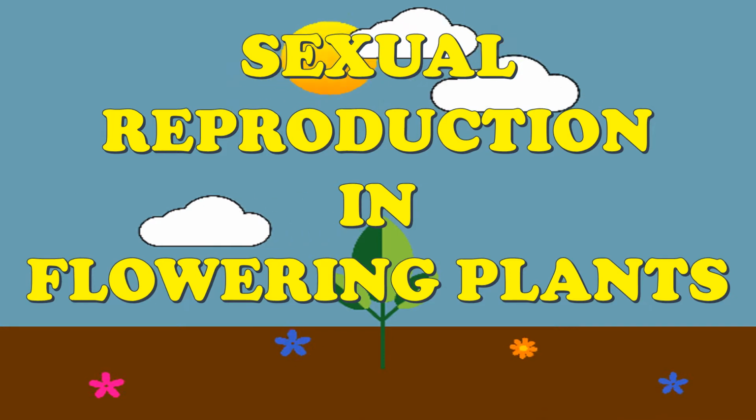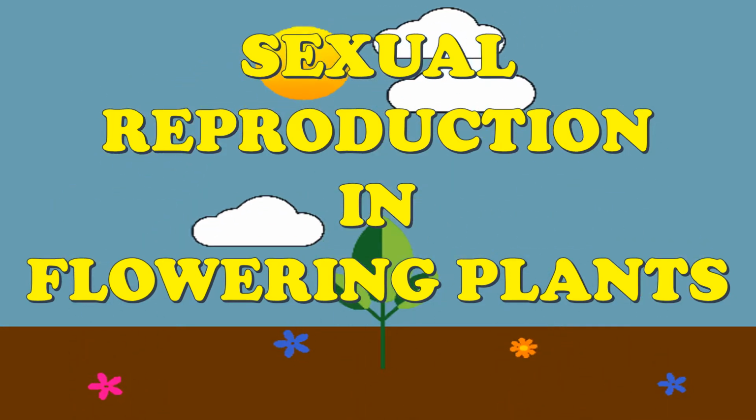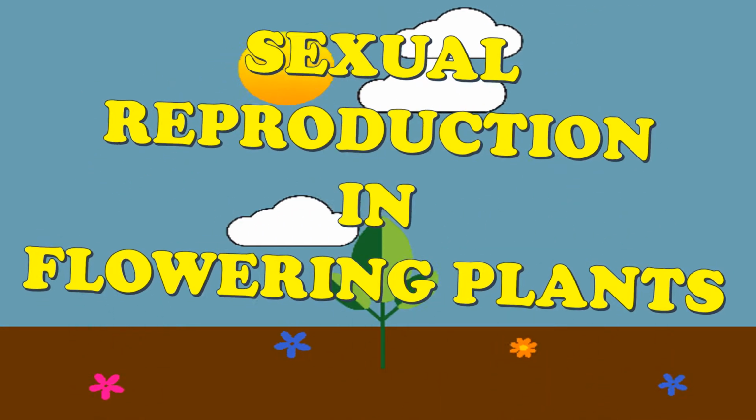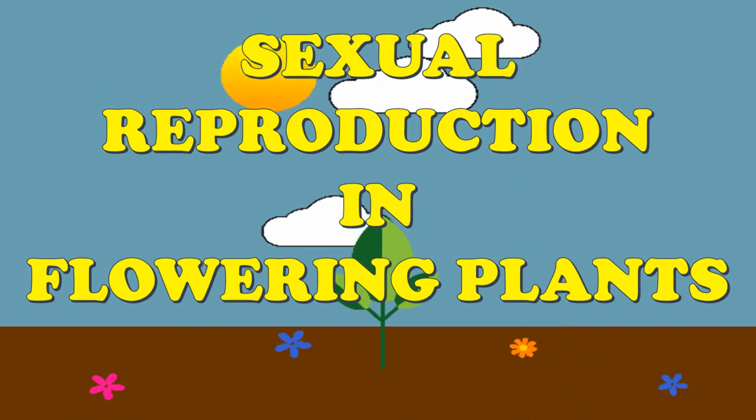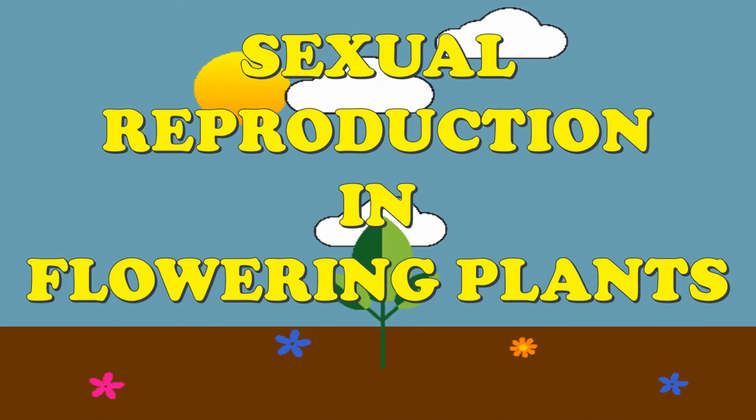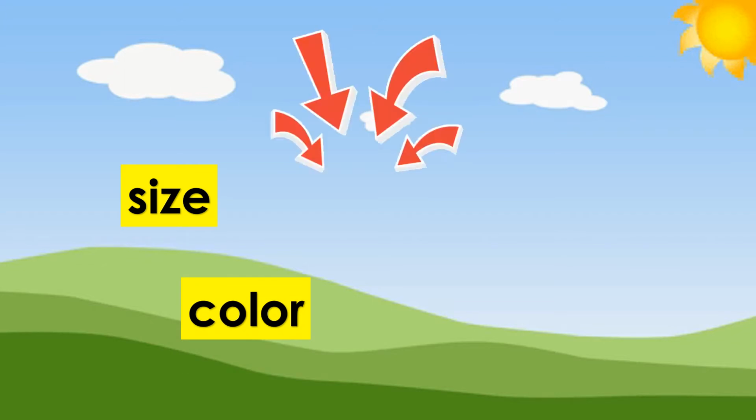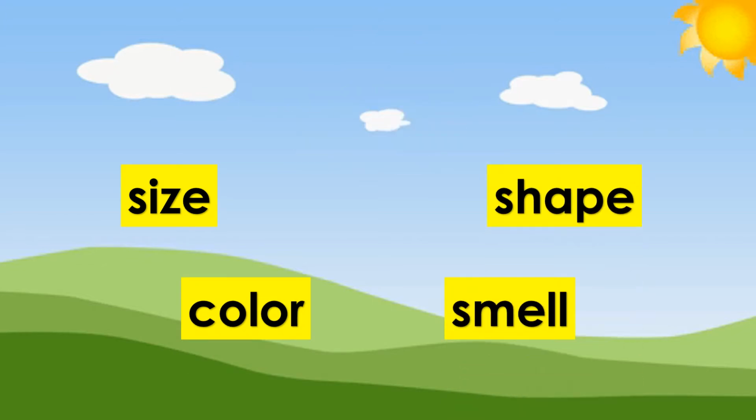Sexual reproduction in flowering plants. You can see different types of plants everywhere. They differ in size, color, smell, shape, and even in their mode of reproduction. Like animals, plants need to continuously reproduce themselves. Some reproduce through their seeds, while some utilize other means.